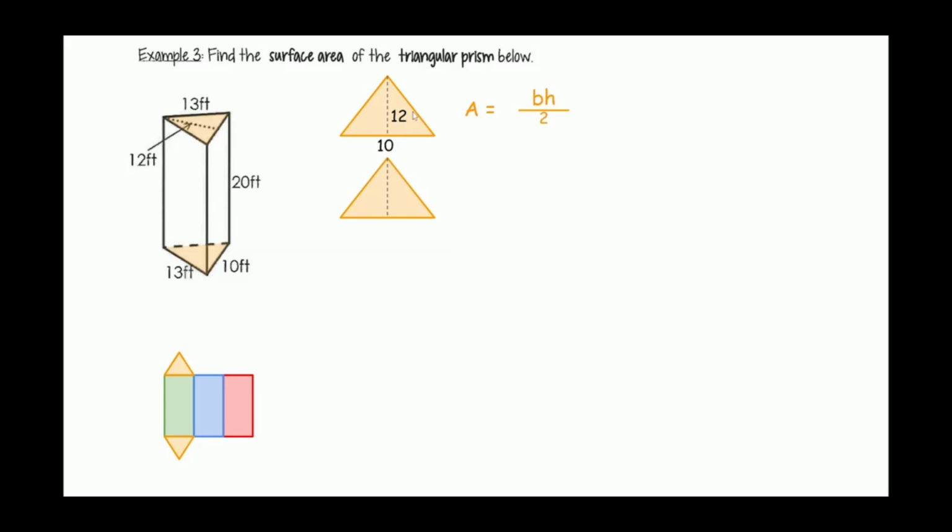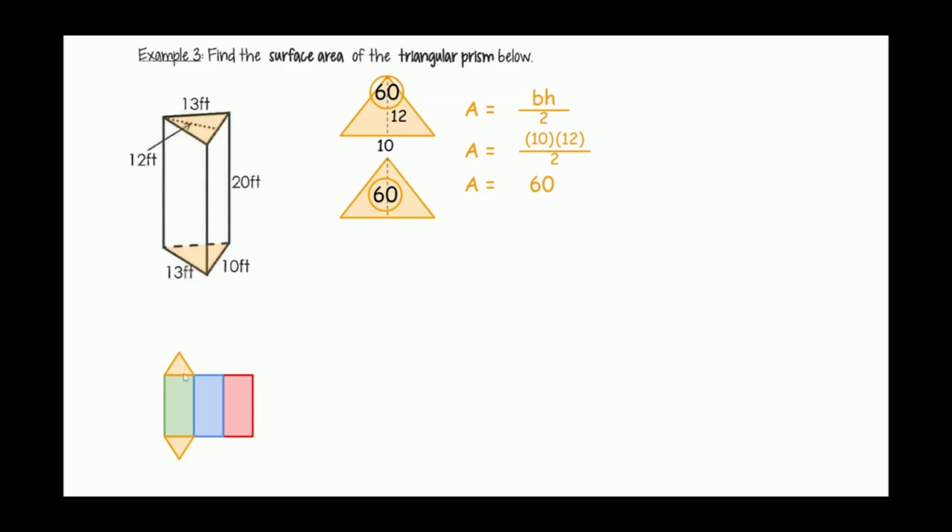So it's going to be base. We're going to replace the B with 10, and we're going to replace the H with 12, and we're going to divide that by 2. We're going to move through this pretty quickly. So 10 times 12 is 120, and then in your calculator, if you want to divide it yourself, 120 divided by 2 afterward is 60. So if this is 60, we know that our bottom base, because it's the same size, is also 60.